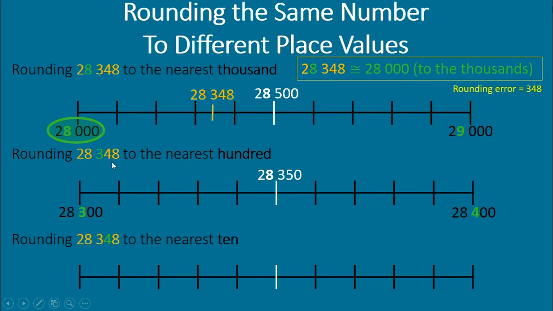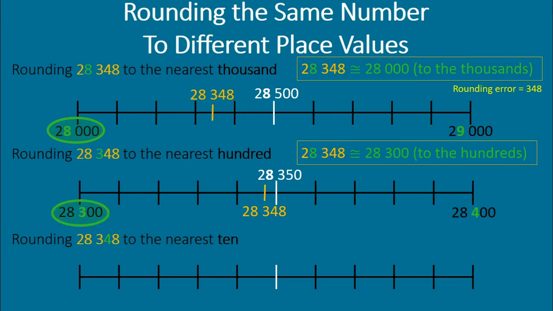And where does our original value belong? Let's see that again. 28,310, 20, 30, 40. This is beyond 40, but not quite at 50, but quite close to 50, definitely past halfway. 28,348. It's quite close to that middle value, but it's still below the middle value. That means our value is going to round down to 28,300.